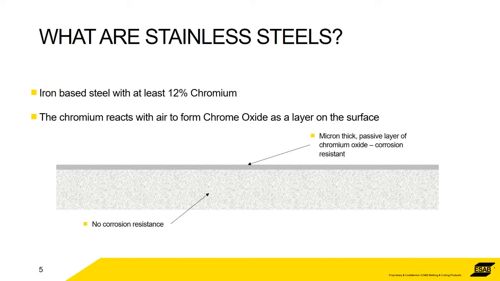So rust that you would get on normal mild steels, you don't get that corrosion with chromium oxide, providing that the surface of the steel is in air, in atmosphere. Then should that chromium oxide get removed for whatever reason, whether it's been wiped off mechanically or there's been some corrosion on it, if the base material is left in air, then the oxygen in the air will react again and it'll reform the surface of chrome oxide, and it will maintain its corrosion resistance.